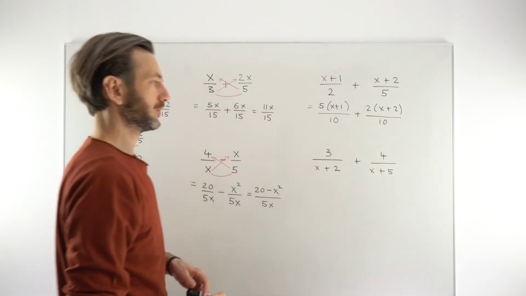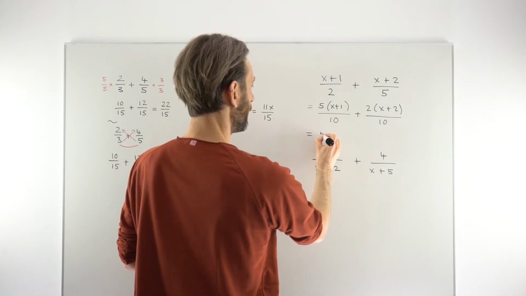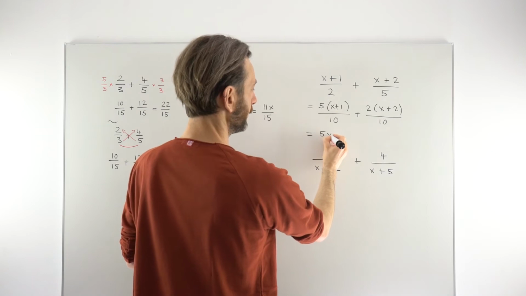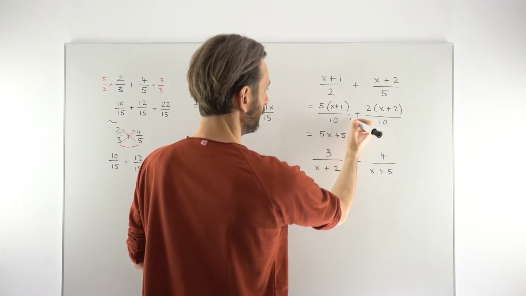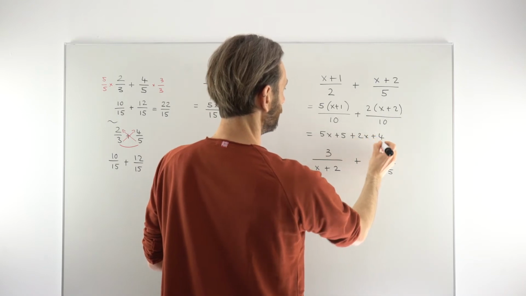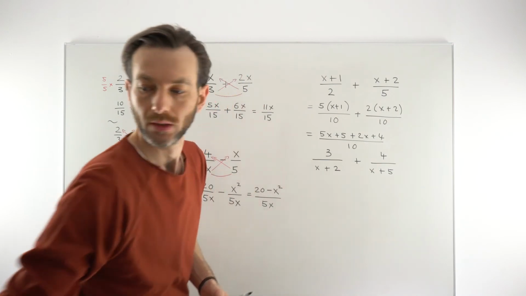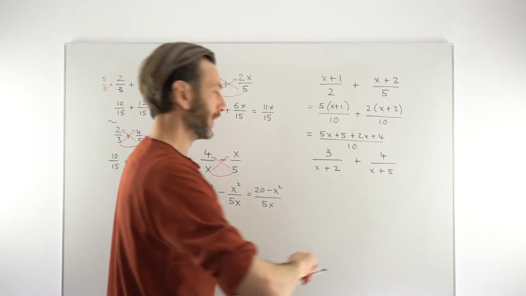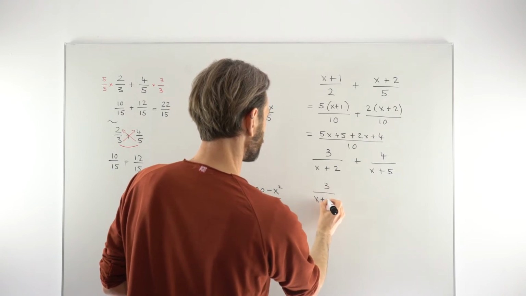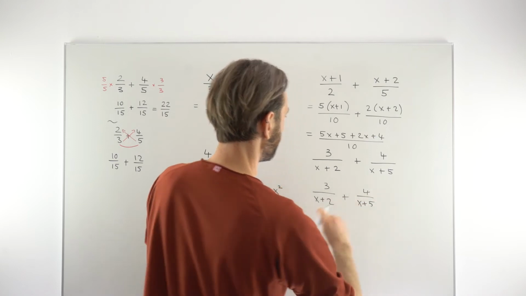And then we've got a common denominator, so we can merge them together. So 5, I'm just going to go ahead and multiply out my bracket at the same time. So 5x plus 5 plus 2x plus 4, all of that divided by 10. Just going to move this example down, it's starting to get in the way. So 3 over x plus 2 plus 4 over x plus 5.